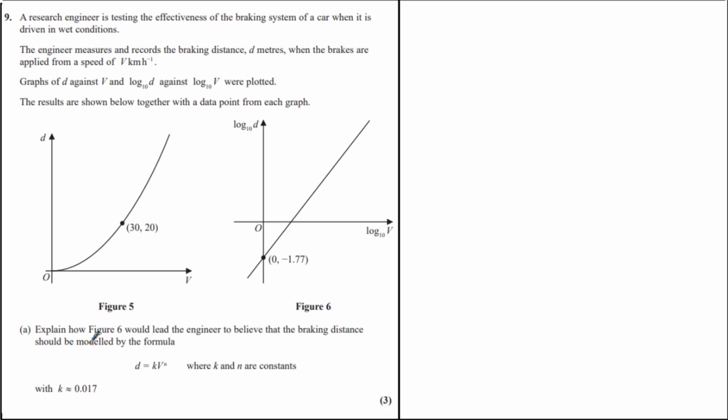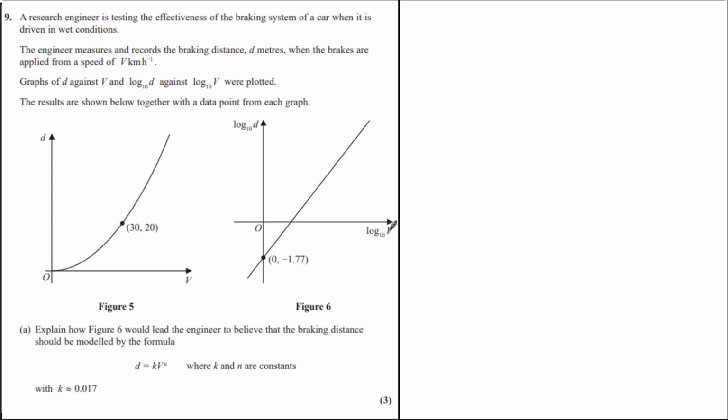Part A asks us to explain how figure 6 would lead the engineer to believe that the braking distance should be modelled by the formula d is equal to k times v to the power of n, where k and n are constants, with k being approximately equal to 0.017. And this is for 3 marks.